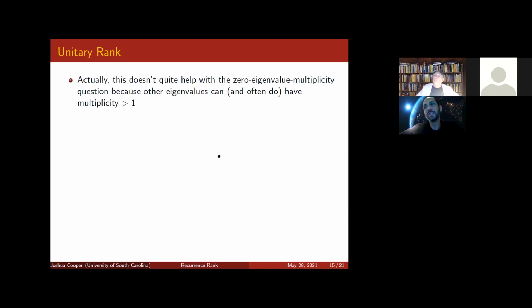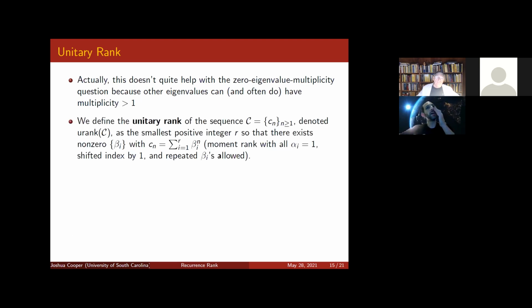Actually, what I just said is not directly applicable to the original question of computing the multiplicity of 0 as an eigenvalue of a graph, because the other multiplicities might be greater than 1. We need a slightly different definition that is going to use a lot of the same ideas. Define the unitary rank of a sequence to be... well, we got rid of the alphas, and now we're allowing the betas to repeat.